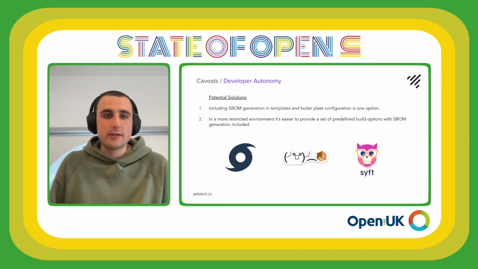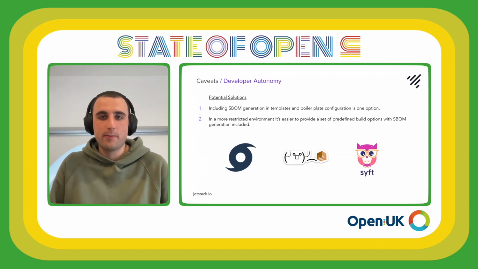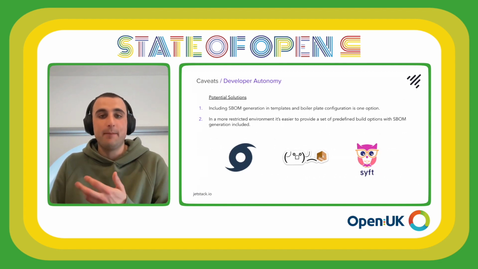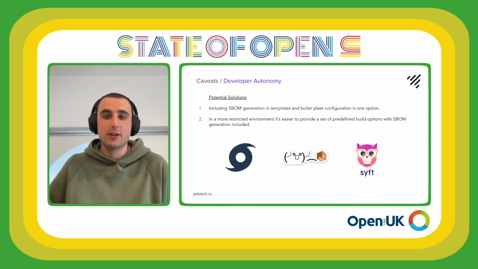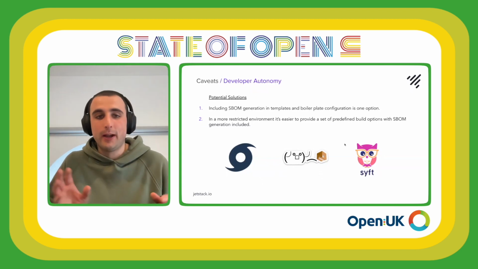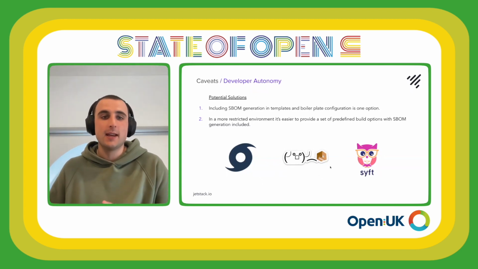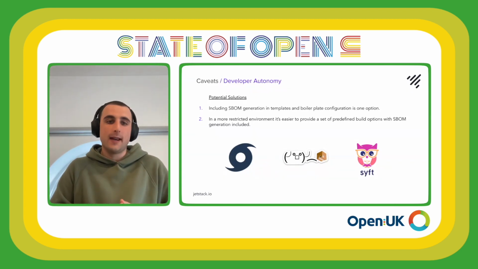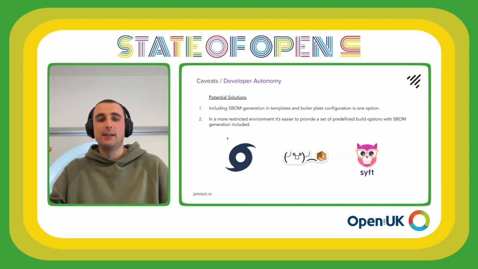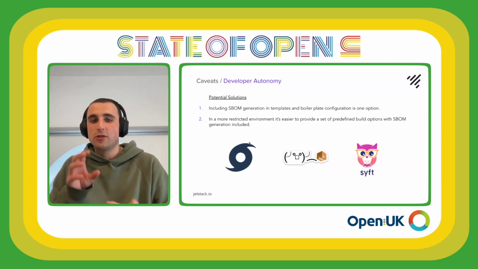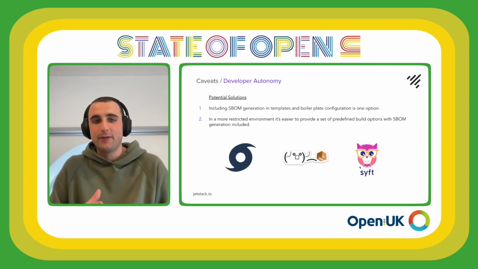The potential solution here for the developer autonomy problem is including an SBOM generation template or boilerplate configuration for the build pipeline. So what this looks like is you say, here's an example of how to do it, or here's a base pipeline you can base it off, and you can go from there. So you can just integrate all of the extra stuff you want around it.